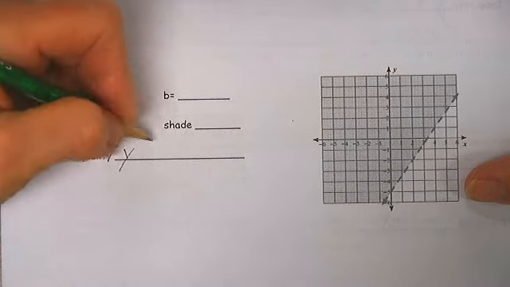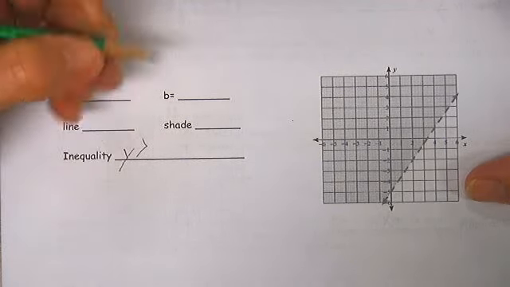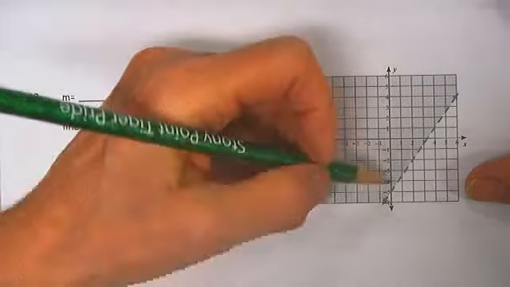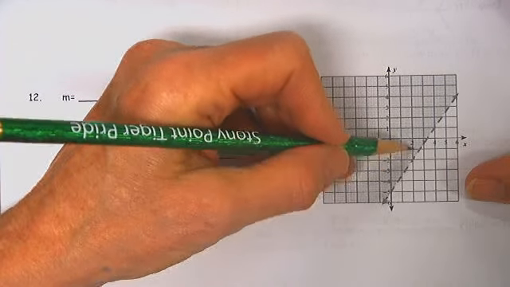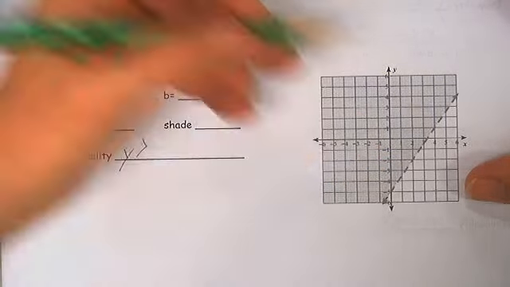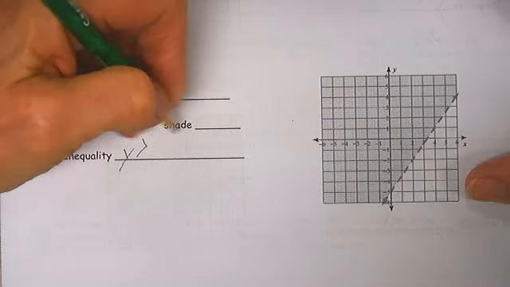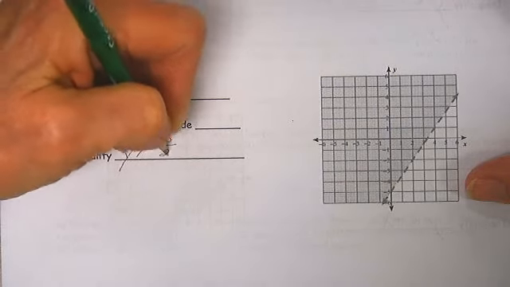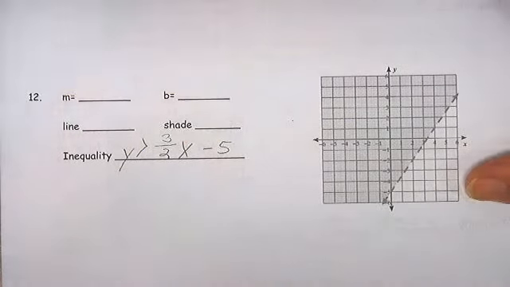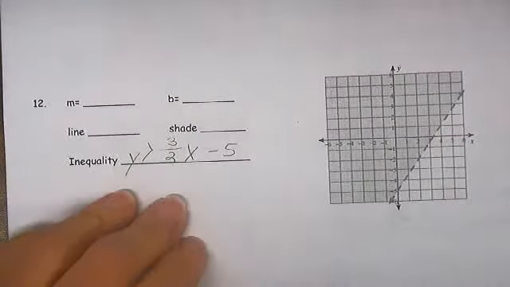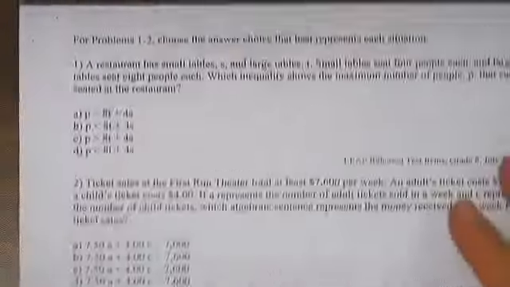Y is strictly greater than, because it's shaded above. My slope is 1, 2, 3, 1, 2. Y is greater than 3/2 times x minus 5. On to the next page. Okay, now we remember that this is where we had corrections.